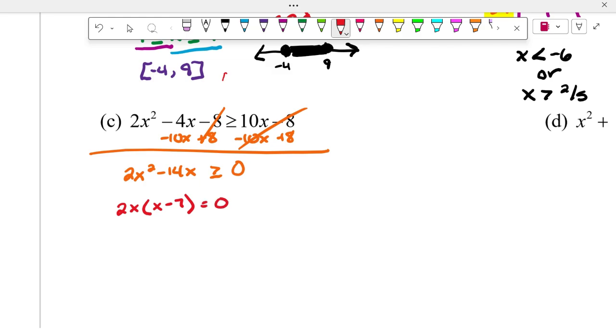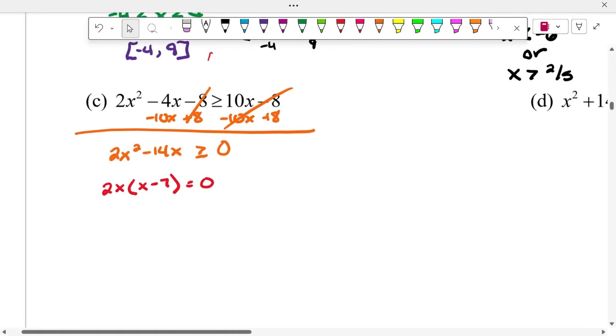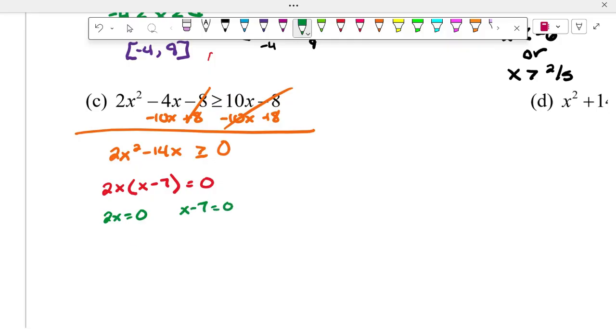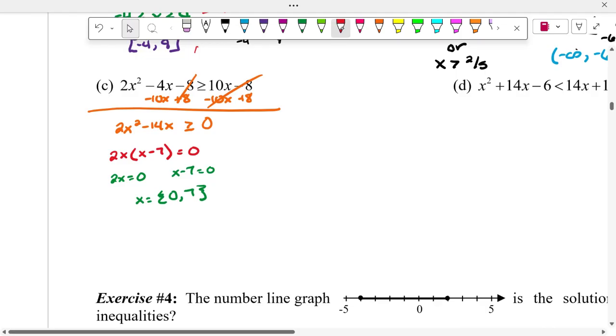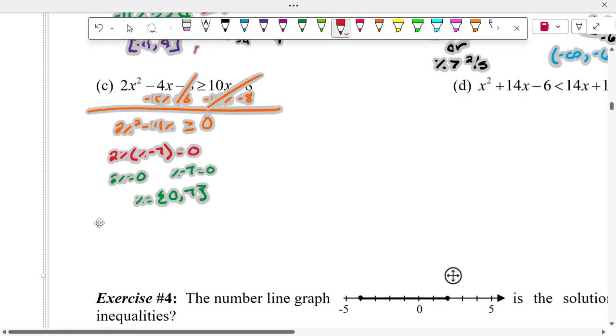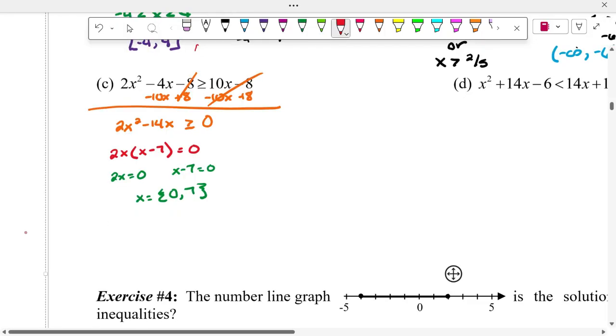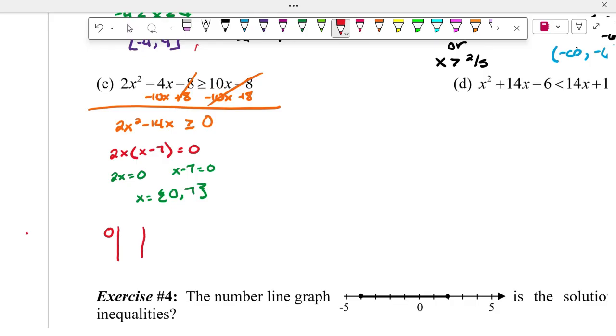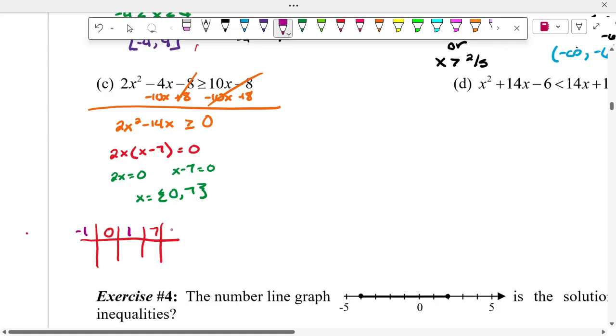All right, so 2x is equal to 0, x minus 7 is equal to 0. So what do my x have to be equal to? 0 and 7. All right, so now we're going to find numbers around them. So I have 0, 7. What 2 numbers do you want me to pick? So I'll pick 1, -1, and I just do 8.